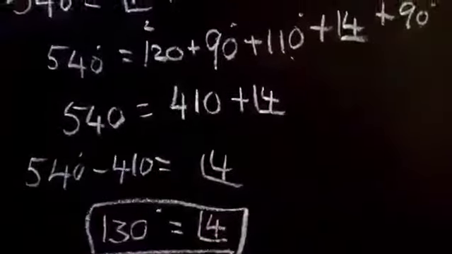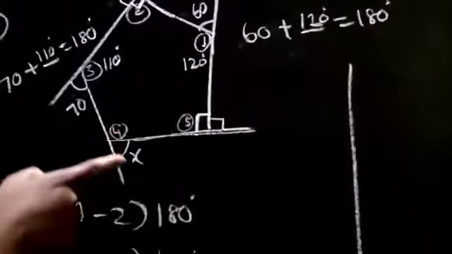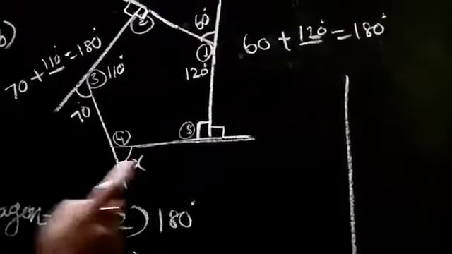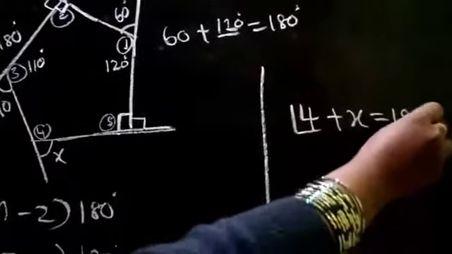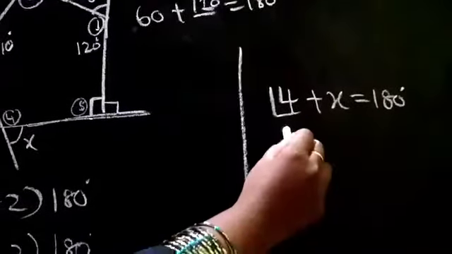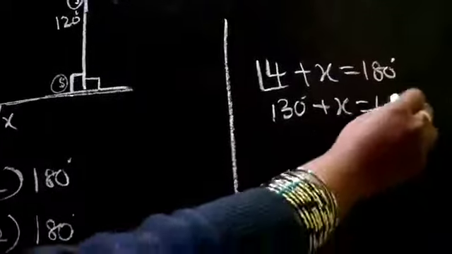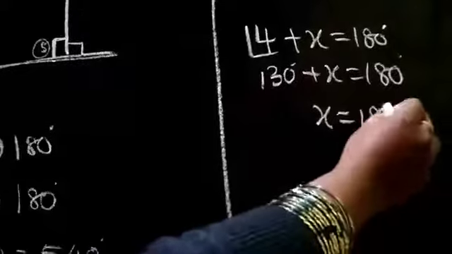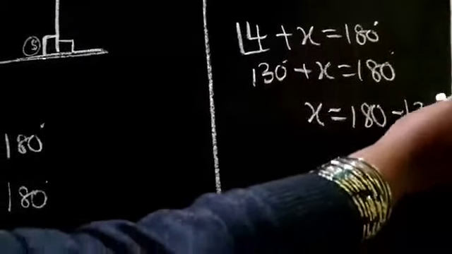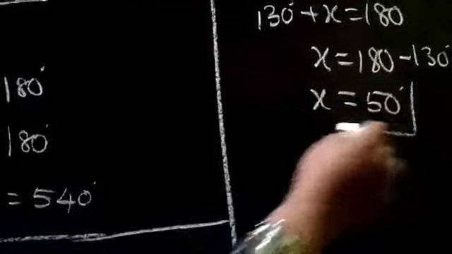But we need x angle. But here 4th angle plus x only 180 we have. So 4th angle plus x will get 180 degree. So 4th angle we got 130 degree plus x equals 180. So we need x value. So 180 minus 130 degree will get 50 degree. X value we got now 50 degree.